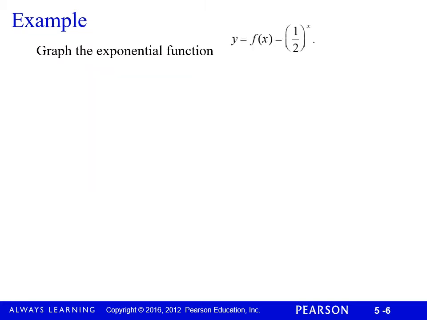If we look at another function, y equals f of x equals 1/2 to the x power. If we first rewrite this so that it looks similar to the last model, notice that 1/2 is 2 to the power of negative 1, right? Because a negative exponent means we take the reciprocal here. So we get 2 to the negative 1 raised to the power of x, which is the same thing as 2 raised to the power of negative x.